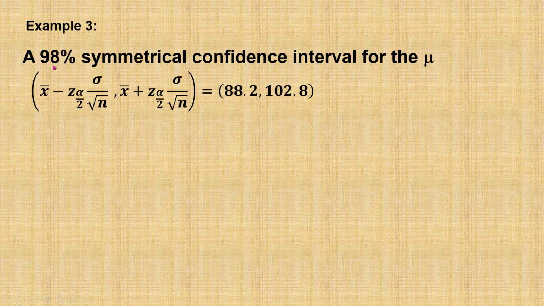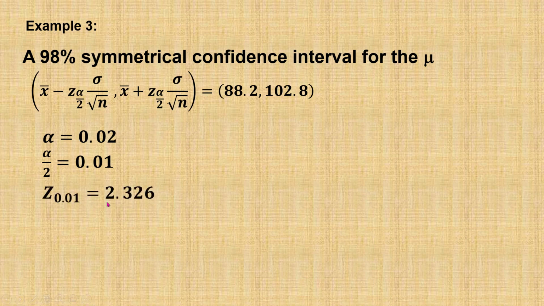Since the confidence level is 98%, that is 0.98, alpha is equal to 1 minus 0.98, that is 0.02. Alpha over 2 is 0.01. And from the normal table, the z value is equal to 2.326. From the interval given, we know that 88.2 is the lower limit and 102.8 is the upper limit.